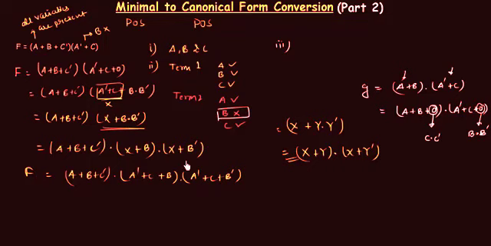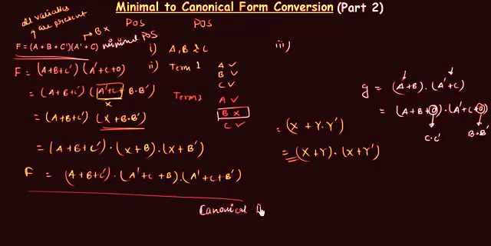This is the function f. This representation was minimal POS and this representation is canonical POS or standard POS, because every term, every maxterm, has all the variables whether in normal or complemented form. So this is clear now how to convert minimal SOP to canonical SOP and minimal POS to canonical POS.